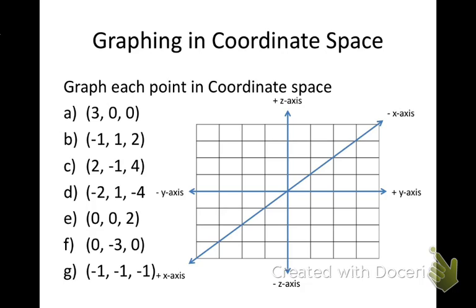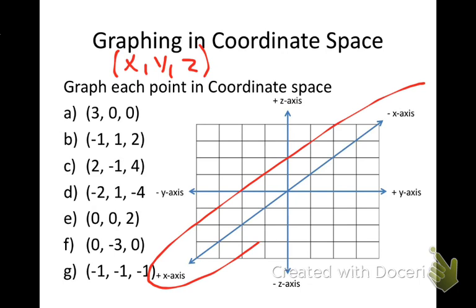So let's work on graphing these. I want to graph each point in the coordinate space. Now remember, an ordered triple is in the form x, y, z. So I have x, then y, then z. Again, the biggest part is recognizing this is my x-axis, and I have to imagine that as coming out of the wall. You have to use the imagination in the 3D space. It's coming out at you.